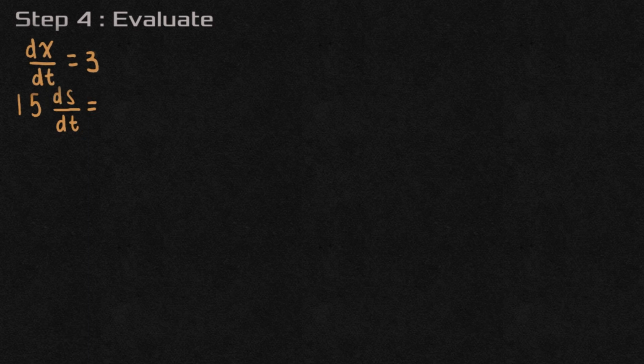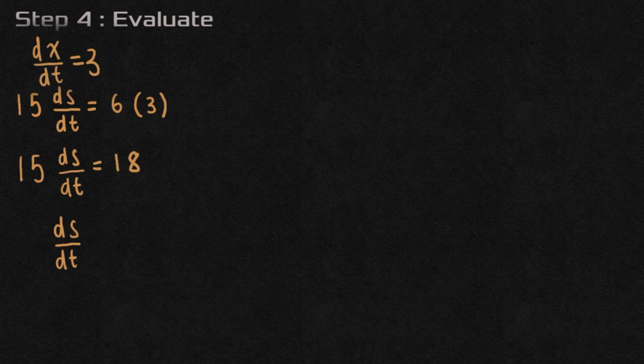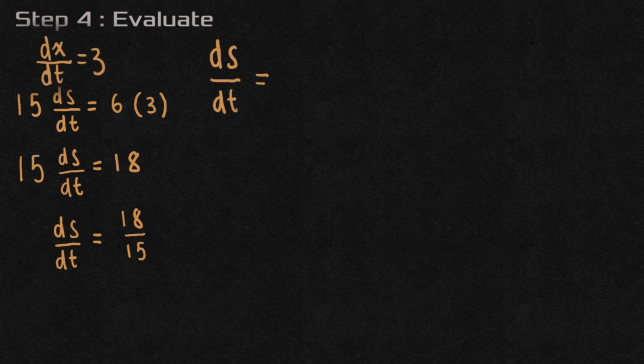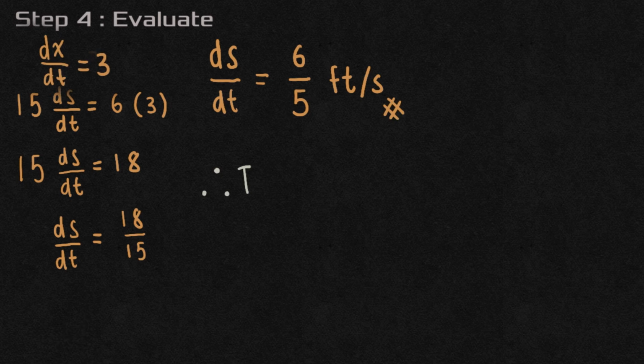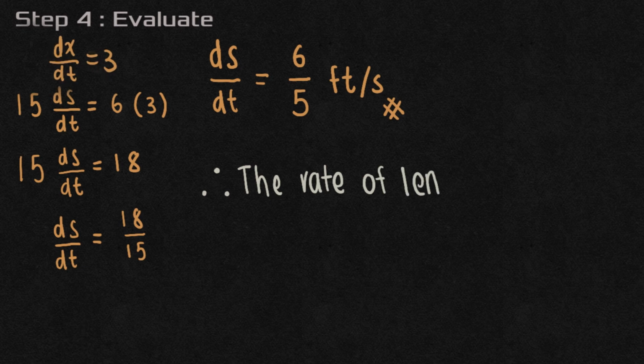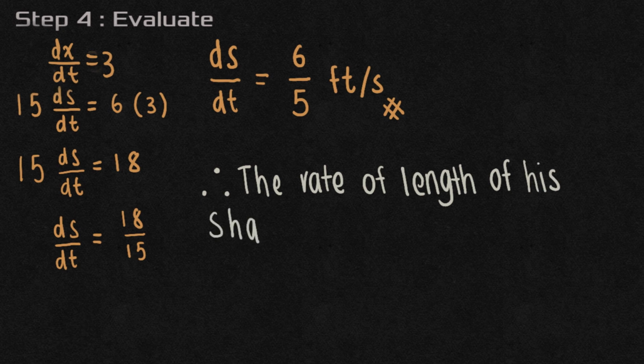Step 4 is to evaluate and solve the equations. From the question, we know that dx/dt, which is the rate of change of the distance between the man and the street light, is 3 feet per second. So we put the value 3 into the equation and we end up with 15 ds/dt equals 18. Then we move 15 to the other side and divide 18 by 15. Simplifying, we get 6/5 as the final answer. Therefore, the rate of change of the length of the man's shadow is 6/5 feet per second.